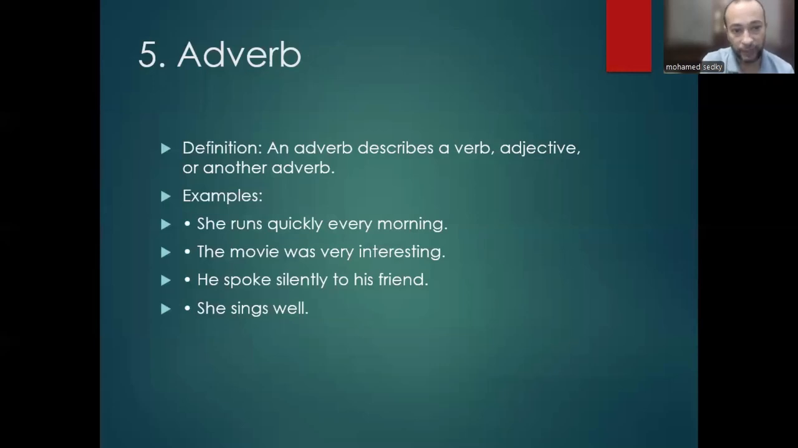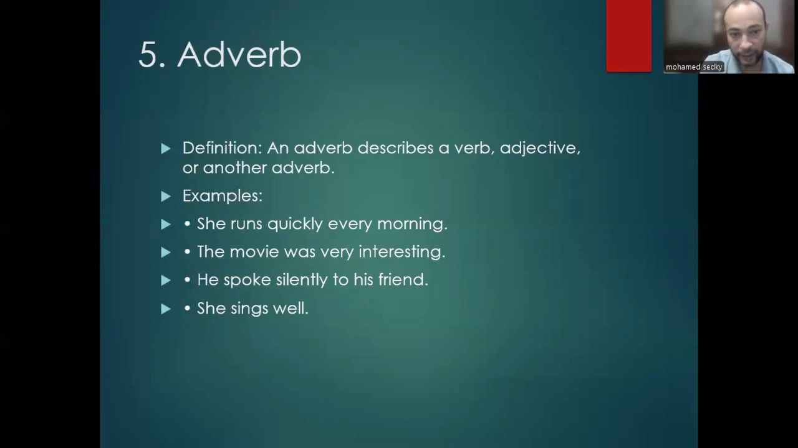Moving to number 5, which is the adverb. Now, the adverb, on the other hand, describes a verb, so it describes how the verb took place, or it modifies or describes an adjective or even another adverb. So let's see the examples. She runs quickly every morning.